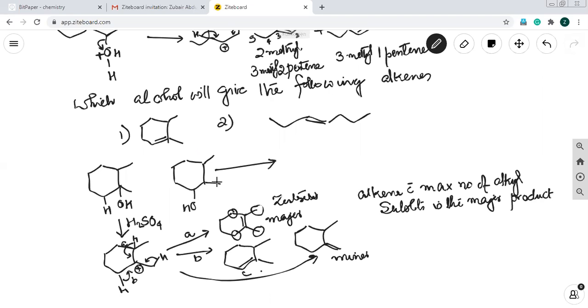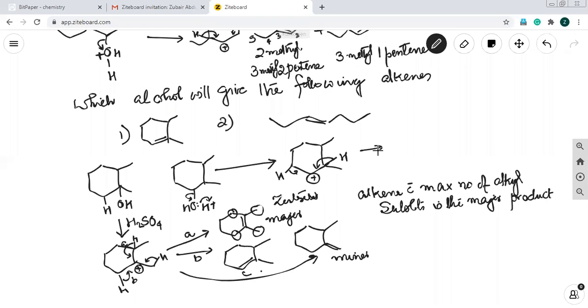If we have this alcohol, what we will get is this. You will generate this carbocation. See here, you form a carbocation here by removal of H plus. Same mechanism, and then this will go, and you'll get this carbocation. Now you have two choices. Look here, there is one H here, one H here. You can get two products, one, and this is two.